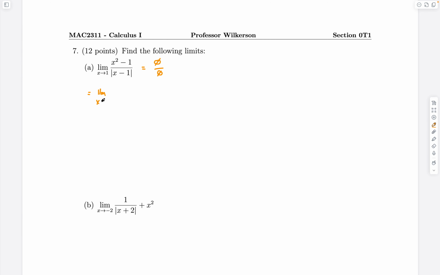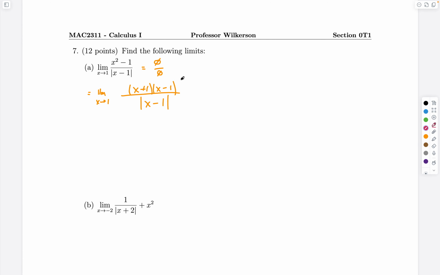So I take my limit. I go to 1, right? Limit x goes to 1. And I notice in the numerator is a difference of squares. I can go ahead and factor that: x plus 1, x minus 1. In the denominator, I still have absolute value x minus 1, okay?